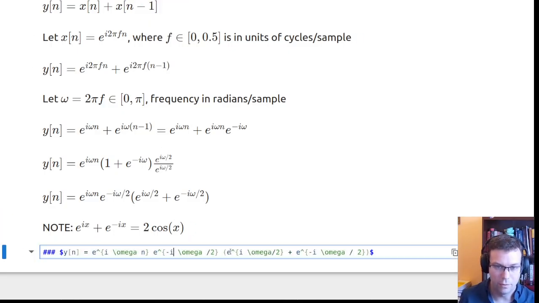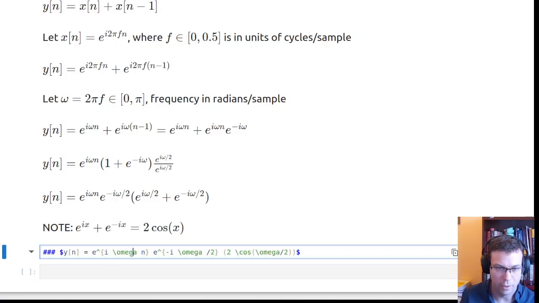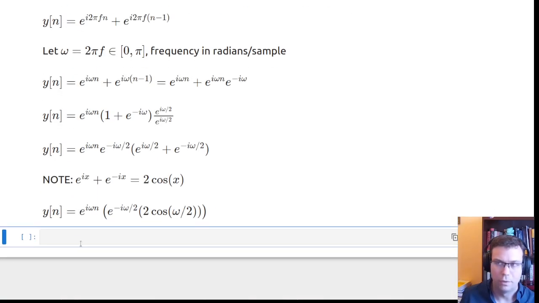So I can rewrite this. It looks like I made it worse at first, but actually this ends up just being 2 cosine of omega over 2. All right, and so now I'm at the stage where I've got a nice expression, because when I look at this, let me put one more pair of parentheses here. I can actually see now the original sinusoid, e to the i omega n. And I can see the output is what the input was, but times this phasor.